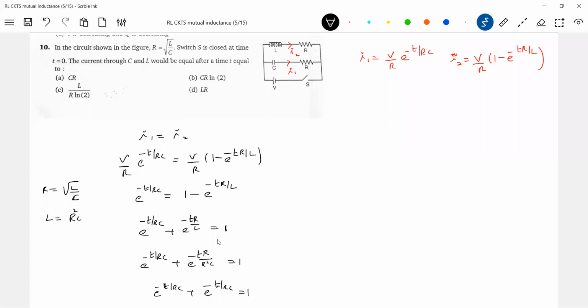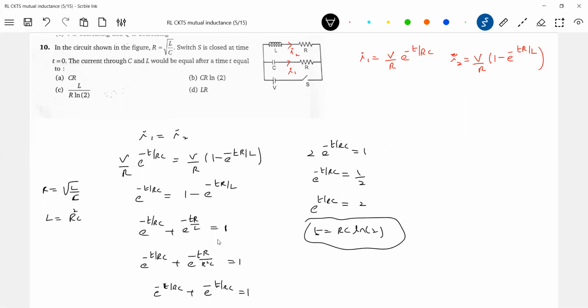So this should be 2 e to the power of minus t by RC is equal to 1. So t is RC log 2. So there's a time at which they will be equal.